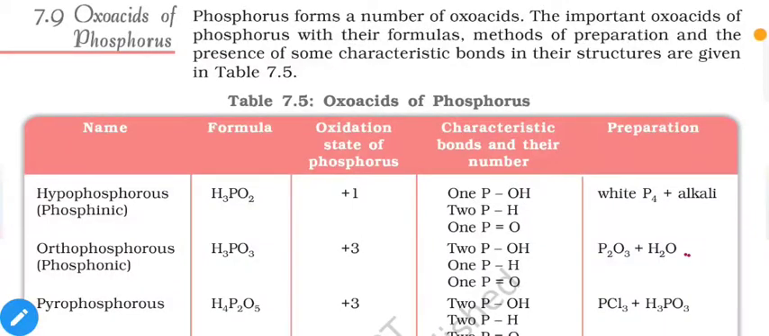Hello students, welcome. In the previous lecture, or in the last offline lecture, we discussed the halides of phosphorus. In this lecture, we are going to discuss the oxoacids of phosphorus.